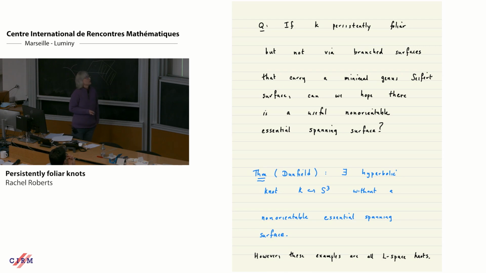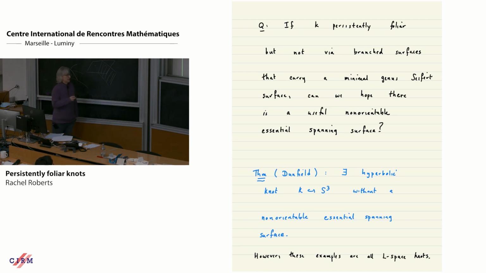So this is just this note that, okay, if K is persistently foliar, secretly I'm really thinking about K fibered at this point, so we've got some K that's persistently foliar, but not via branch surfaces that carry a minimal genus Seifert surface. Can we hope that there's a useful non-orientable essential spanning surface so we can play some variation of the game in the previous example? First, when I was thinking about this, I was like, okay, well, Nathan has these examples of knots in S^3 without non-orientable essential spanning surfaces.